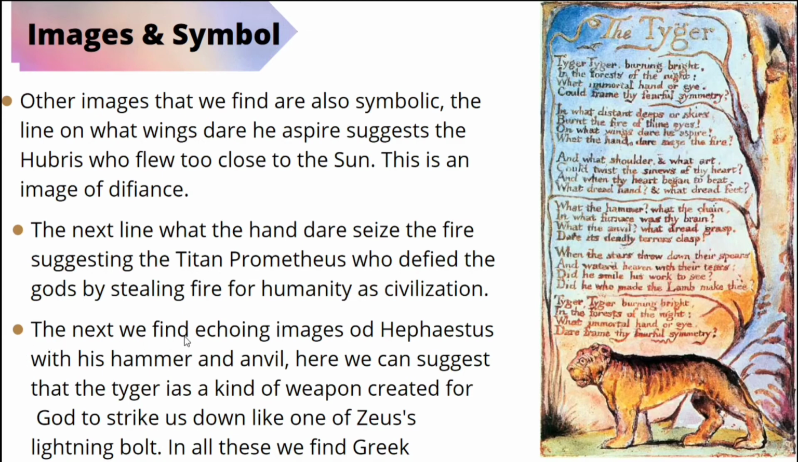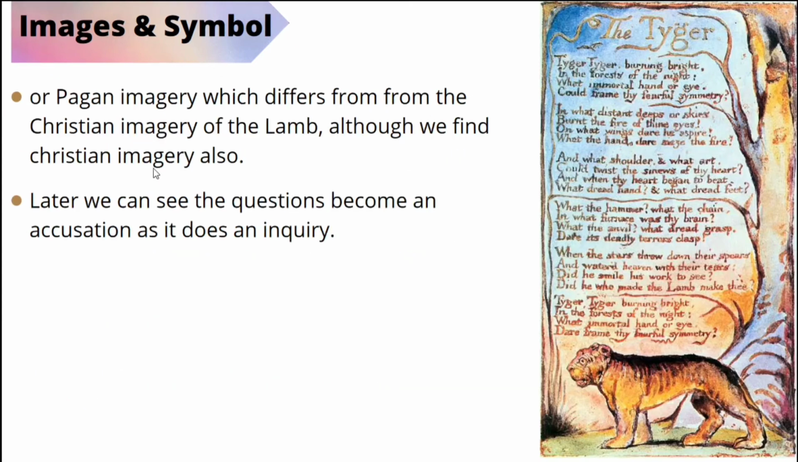The next we find echoing images of Hephaestus with his hammer and anvil. Here we can suggest that the tiger is a kind of weapon created by God to strike us down, like one of Zeus's lightning bolts. In all this, we can find Greek or pagan imagery, which differs from the Christian imagery of the lamb, although we find Christian imagery also in this poem.